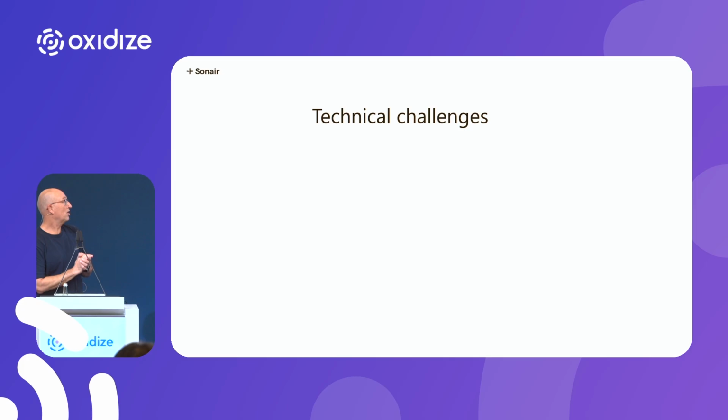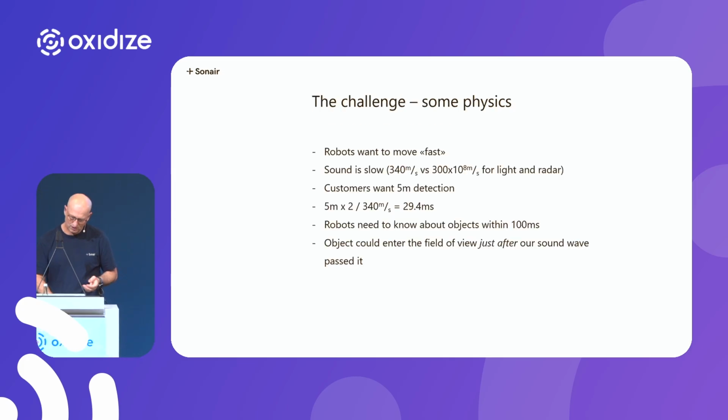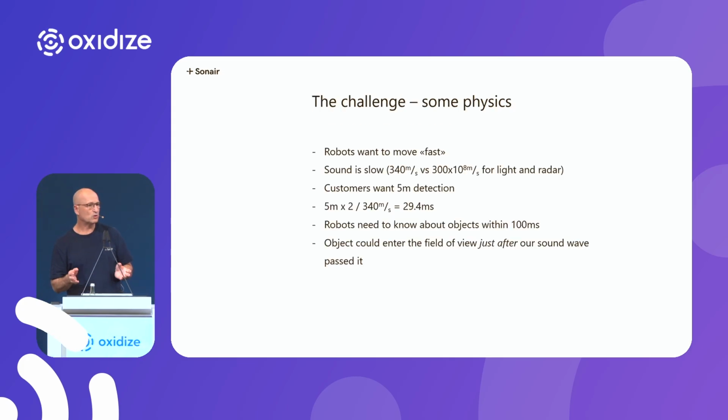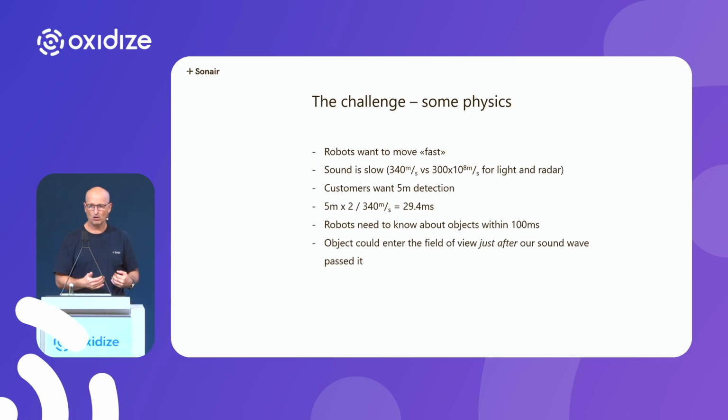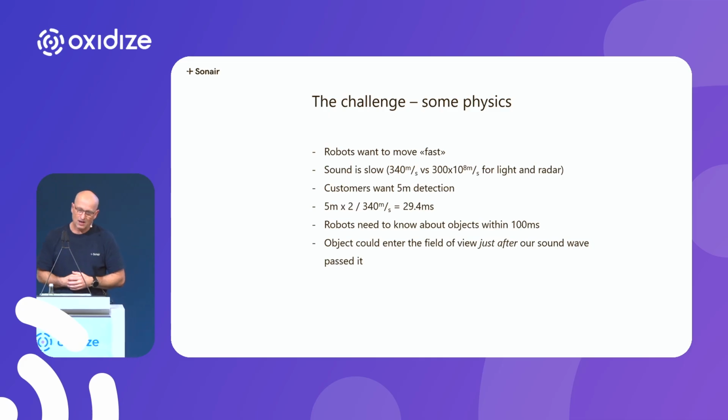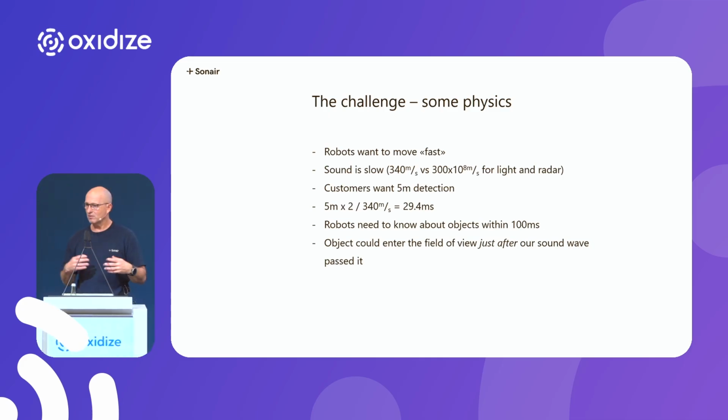So let me talk a bit about our technical challenges. So first, some physics. I mean, robots want to move fast. Now, fast is not super fast like a car, but definitely the faster they can go, the more they can do. And sound is relatively slow, 340 meters per second, versus light, which is what's driving the LiDARs, 300 million meters per second. And 5 meters is a range that we want to be able to detect stuff on. Sound has to go there, come back. That's 10 meters. That takes about 30 milliseconds.